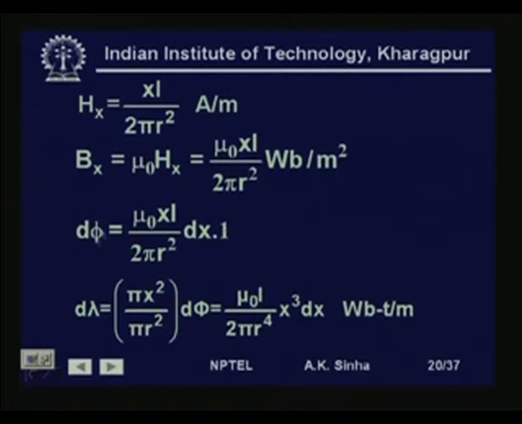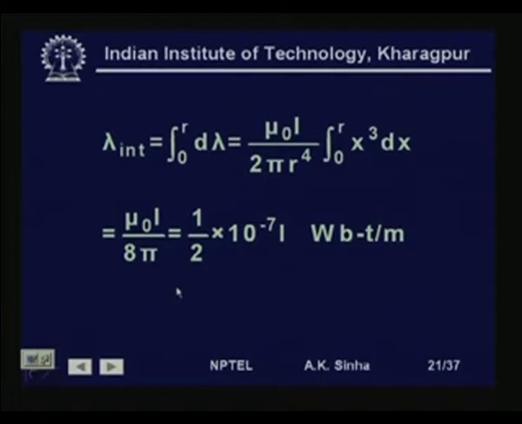And this flux is linking how much current? This flux is linking only the current which is enclosed by it, and that current is equal to how much? That is pi x square by pi r square fraction of the total current. Therefore, the flux linkage is equal to pi x square by pi r square into d phi. This is equal to mu 0 I by 2 pi r to the power 4 x cube dx Weber turns per meter.